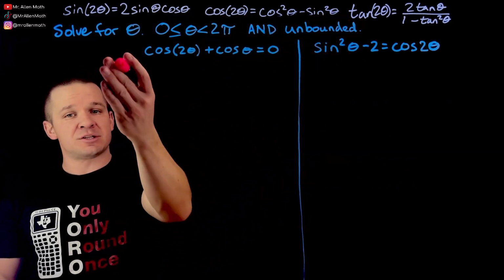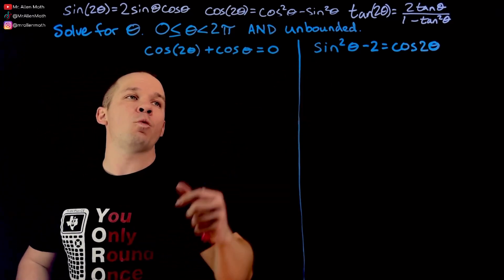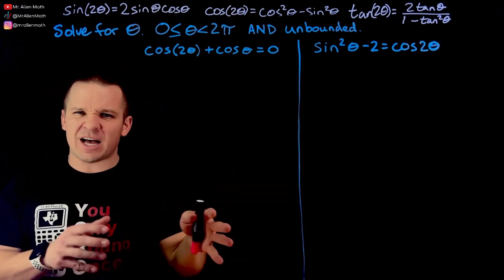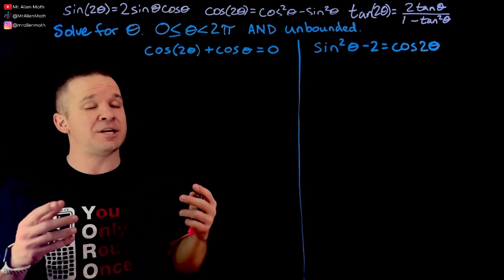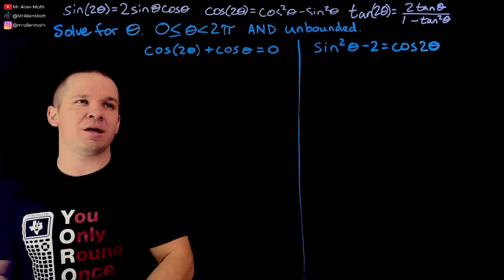So we've got to solve for theta when it's bounded between 0 and 2 pi radians and when it's unbounded. They'll ask you different ways of writing answers on your test. Be prepared for both. I got you. Cosine of 2 theta plus cosine of theta equals 0.